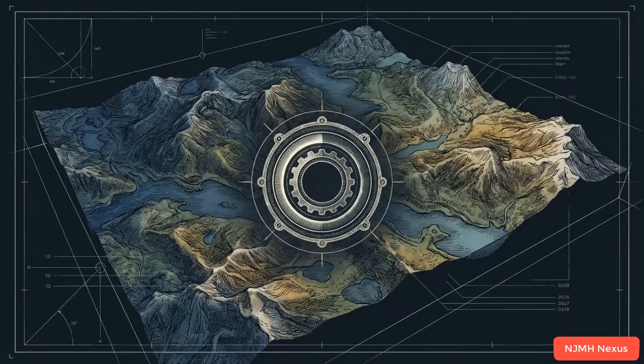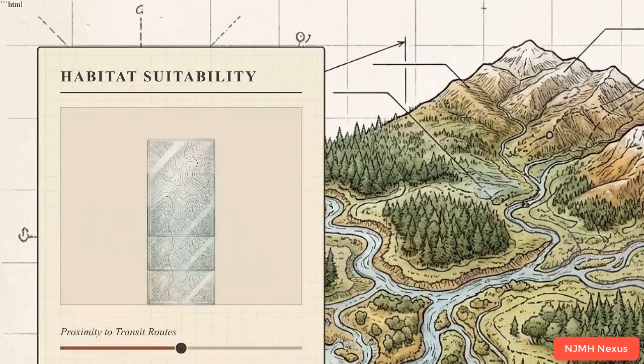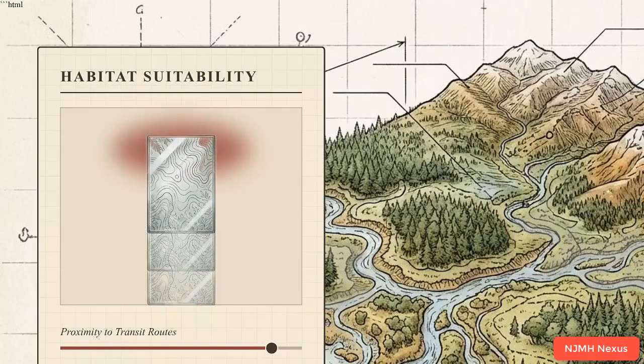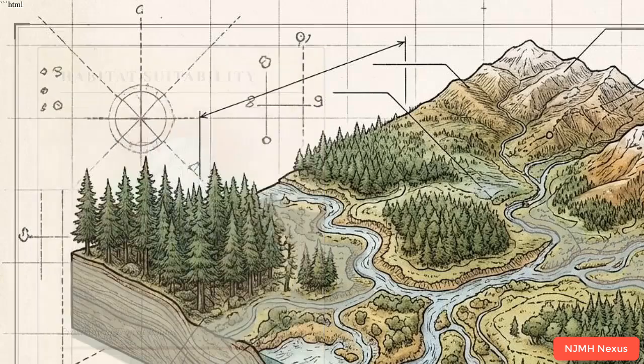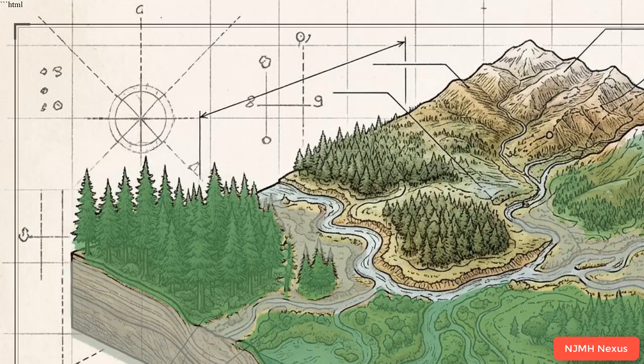With our data integrated, we move to computational modeling. Phase 1 is suitability modeling. Here, we define the specific biological criteria our target species requires, like dense shelter or a minimum distance away from human activity. We assign weights to these factors based on priority. For a sensitive predator, you might rank physical security from roads extremely high, while lowering the requirement for immediate water access. The software computes those criteria and scans the map, locating the most optimal habitat patches.